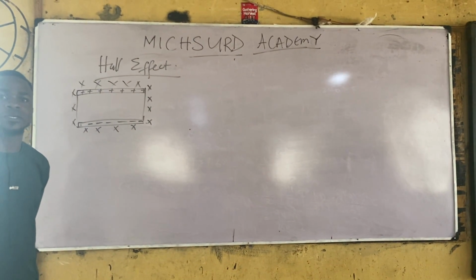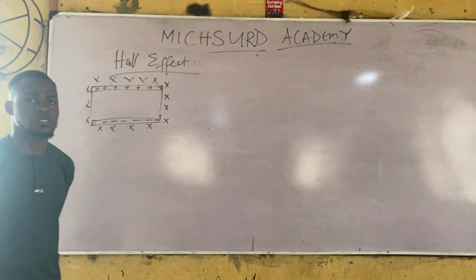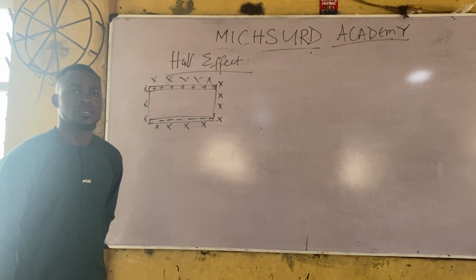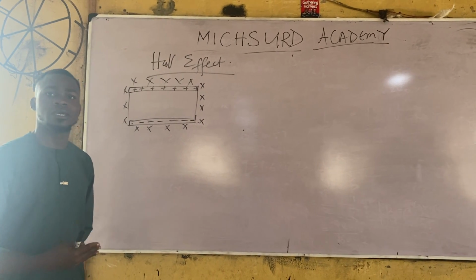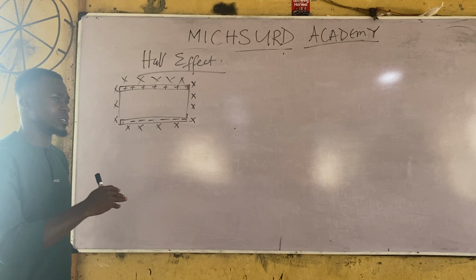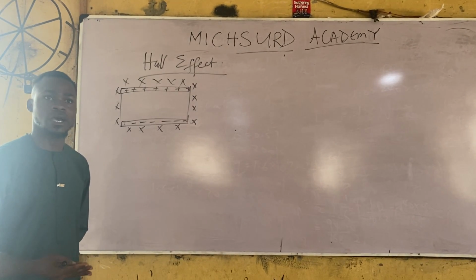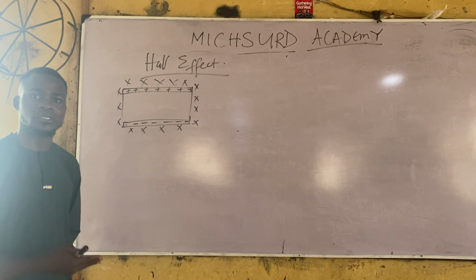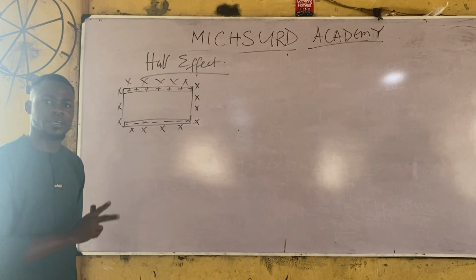So we are going to be looking at the Hall effect today. So what is the Hall effect? The Hall effect is an effect that helps us to detect charge carriers. So Hall was able to determine the size of a charge, and whether the charge is positive or negative, using this Hall effect experiment.